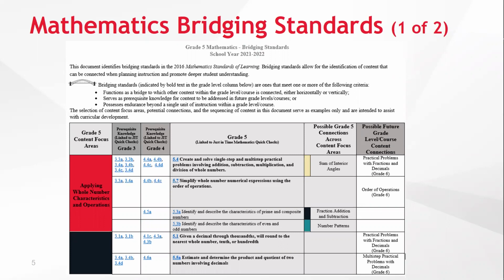The SOL for grade 5 are in the center column, with the prerequisite SOL from two previous grade levels provided in the columns to the left of the on-grade level standard. To the right, you will find possible connections within the grade level. Incorporating these connections into instructional design can promote deeper understanding, and connections to future grade level SOL are provided in the last column to the right.